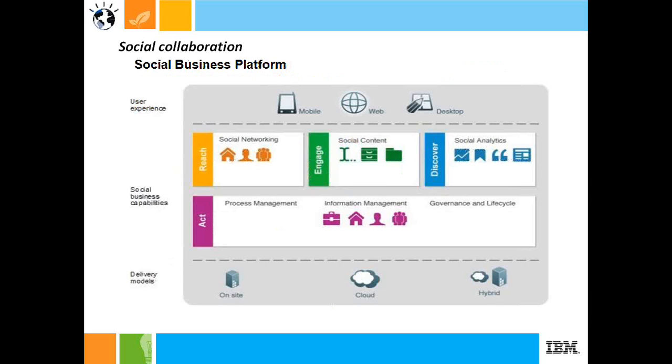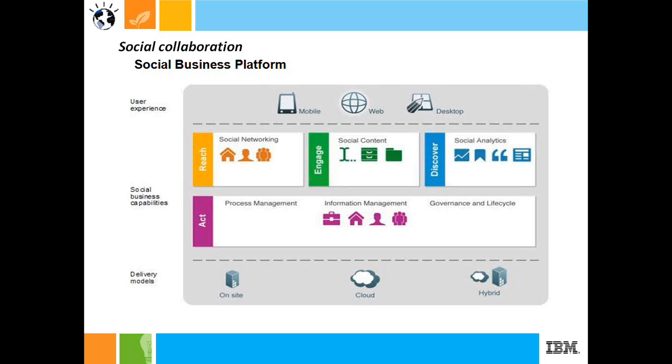So this is, in a nutshell, my social business platform. The user experience, as we were talking about: mobile, web, desktop. Then social business capabilities, where I'll be able to reach people, engage people using content, and do social analytics. So whatever people are using, I'll be able to do analysis on that. The bottom layer is about process management, information management, governance, and life cycle. Then there will be different delivery models like cloud, hybrid cloud, a dedicated server, and so on. But we are not going to touch upon that.